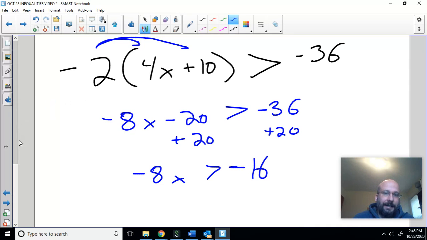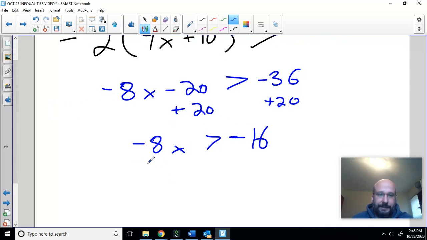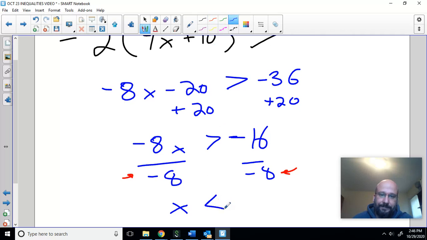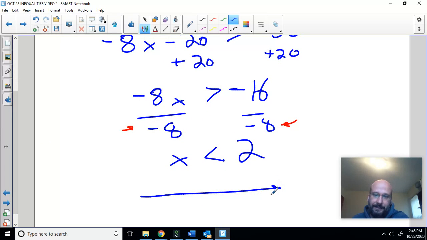And now I'm going to have to divide by the number in front of x. I'm going to divide by -8. Because I divided by a negative, I have to flip my sign. And that would be x is less than 2. That would be my answer. On a number line, 2, 0, x is less than 2.